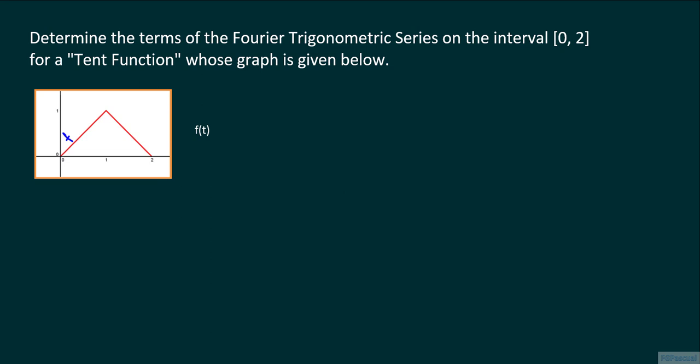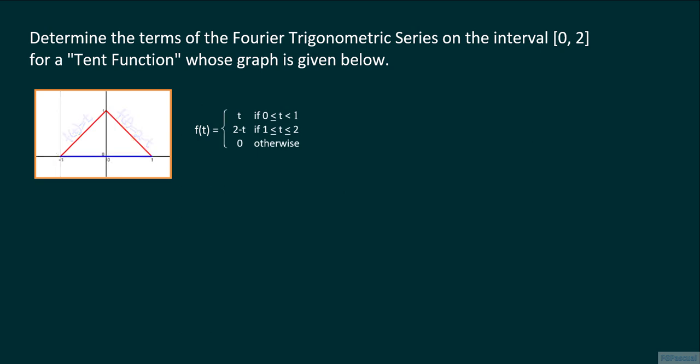On the interval from 0 to 1, we define f of t to be equal to t. On the interval from 1 to 2, we define f of t to be equal to 2 minus t. F of t is equal to 0 everywhere else.